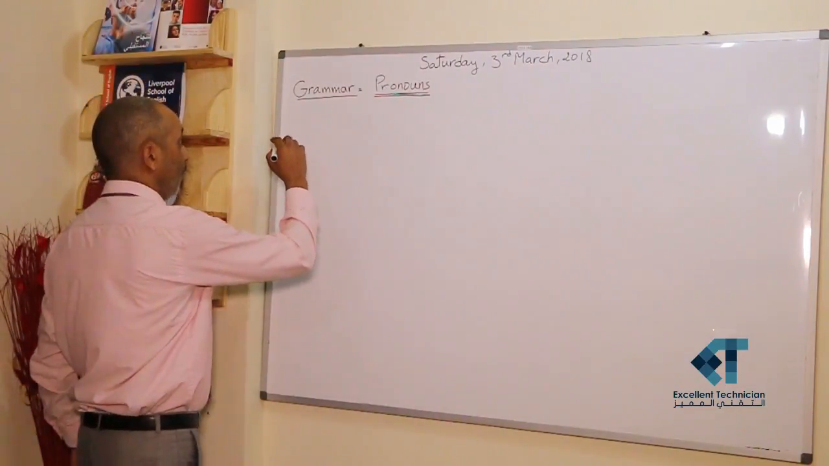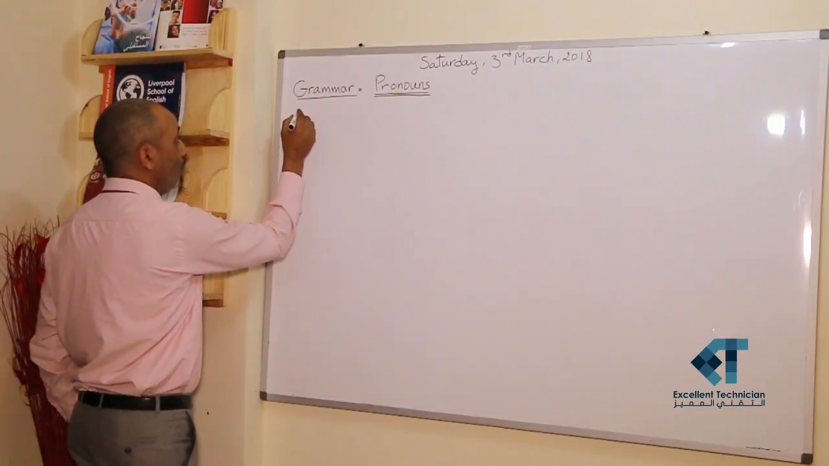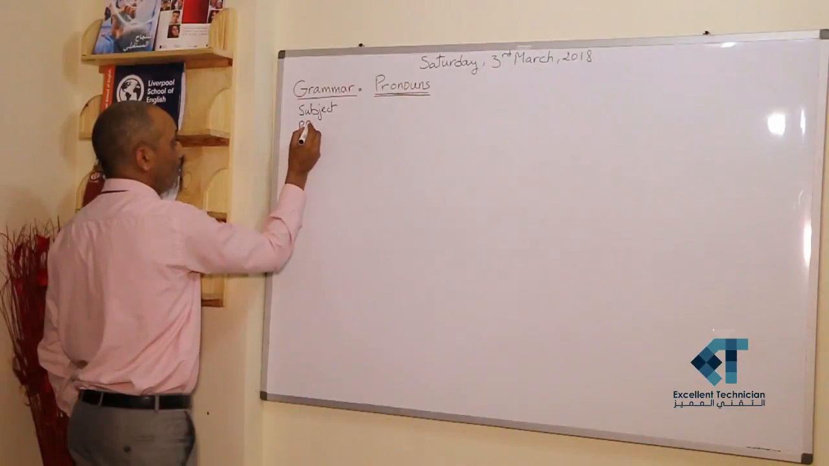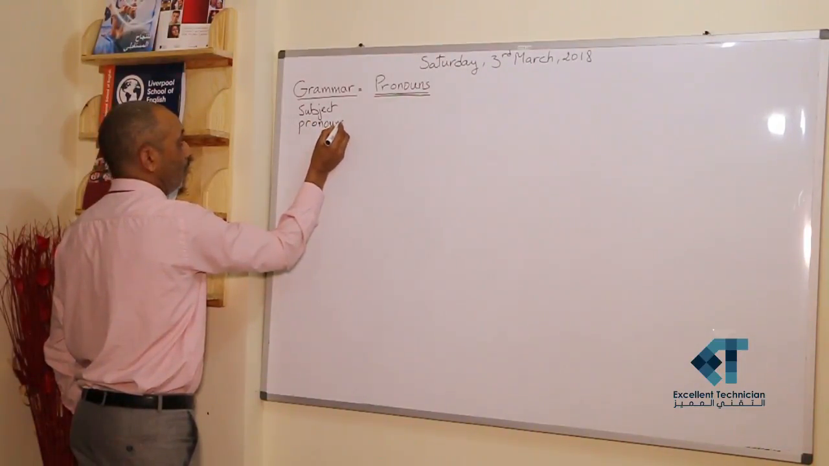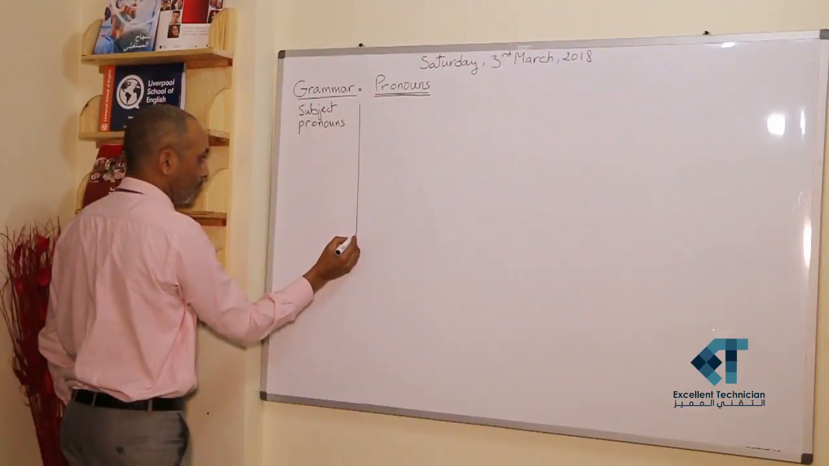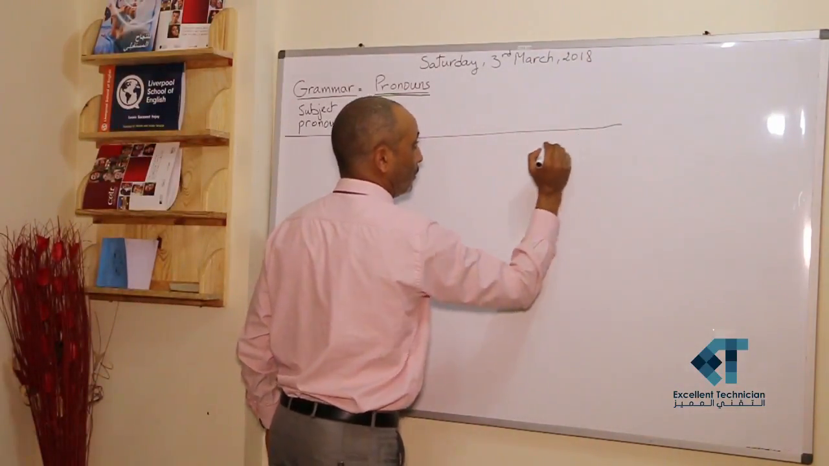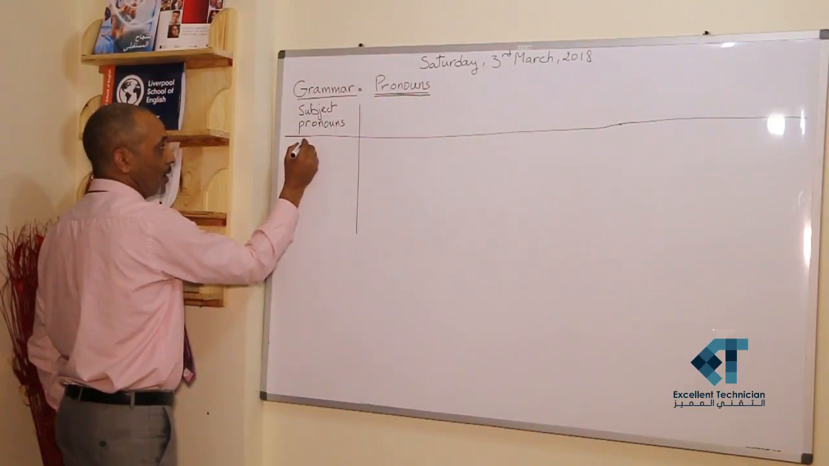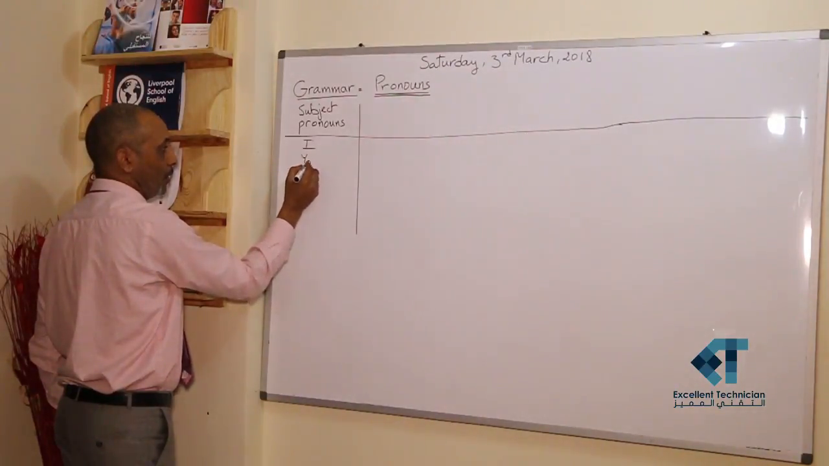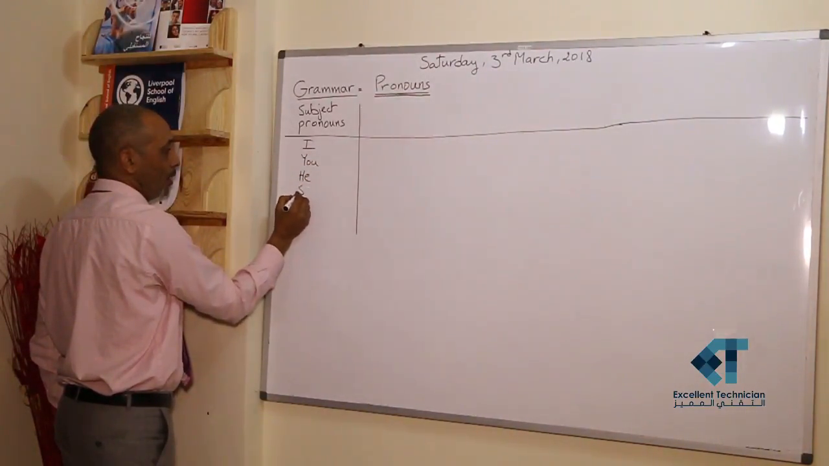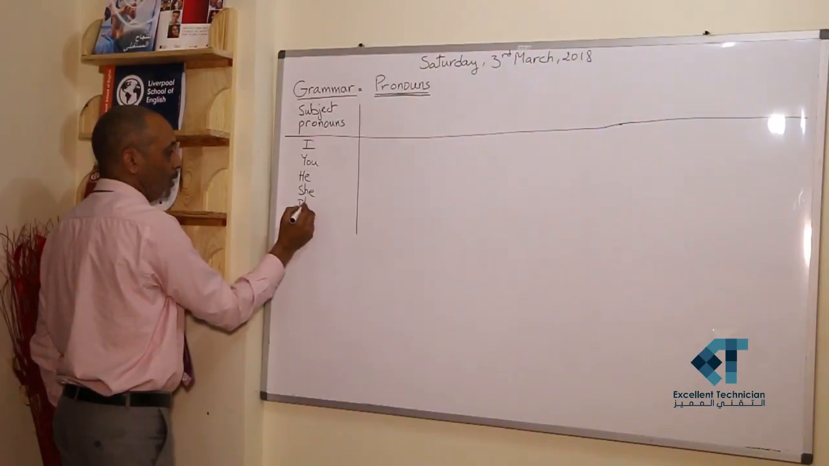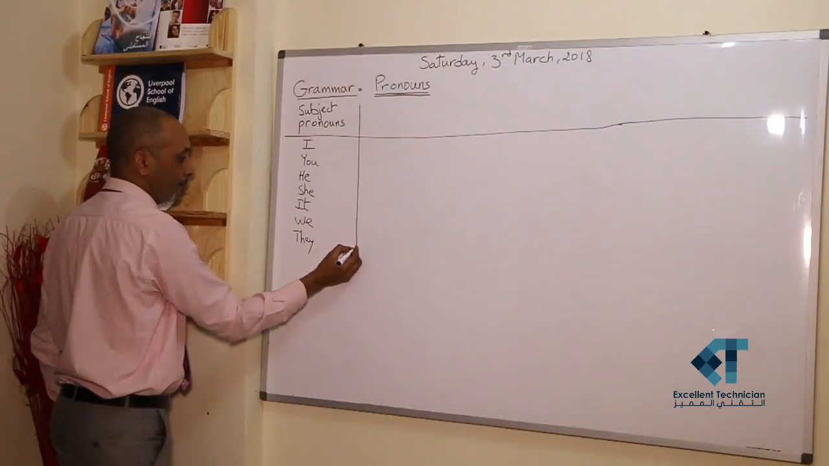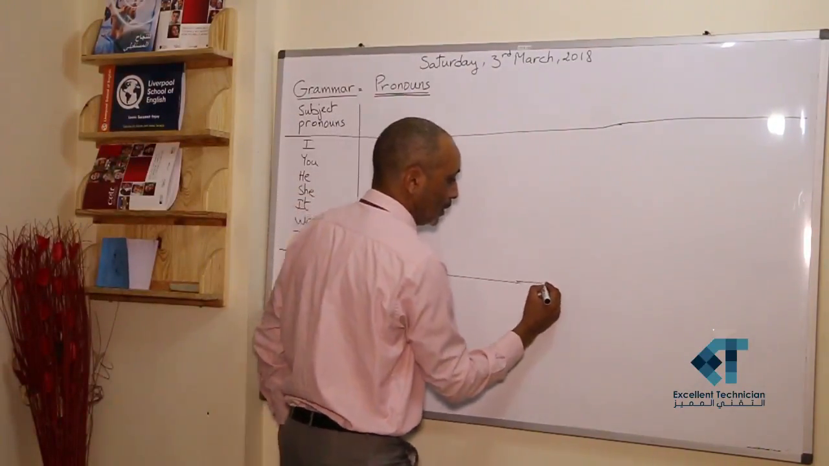First of all, let's start with subject pronouns. It is in this order: I, you, he, she, it, we, and they. So it goes like this.